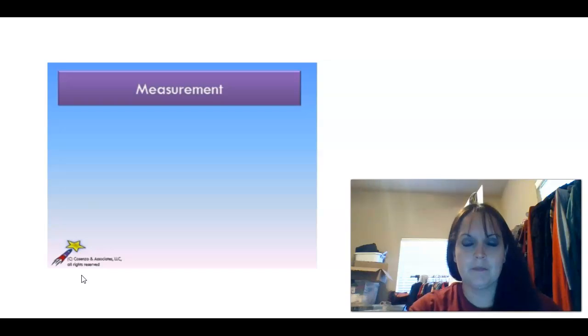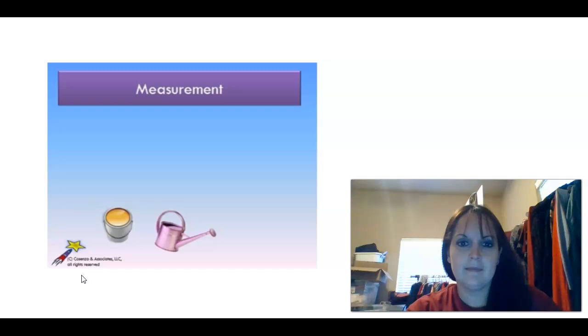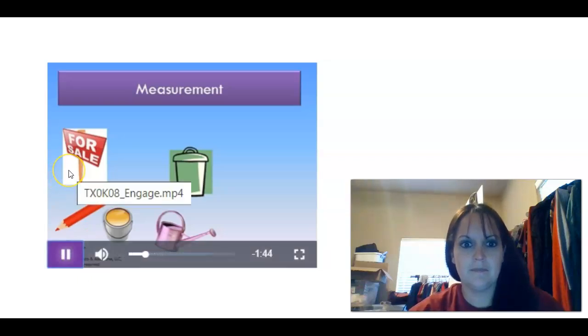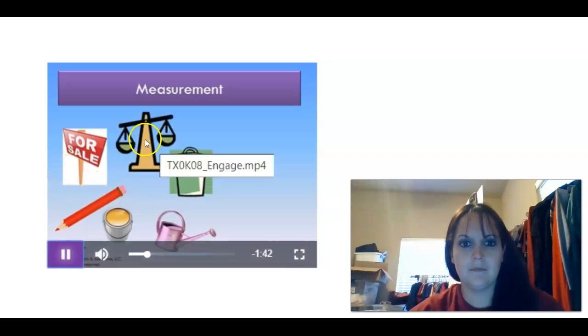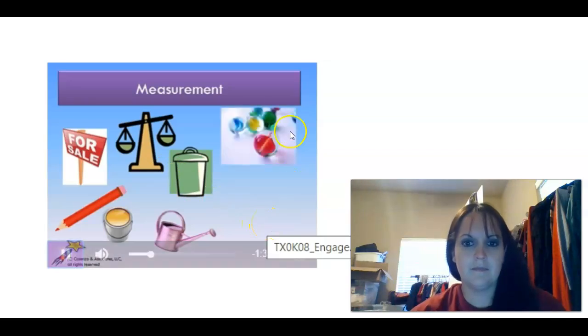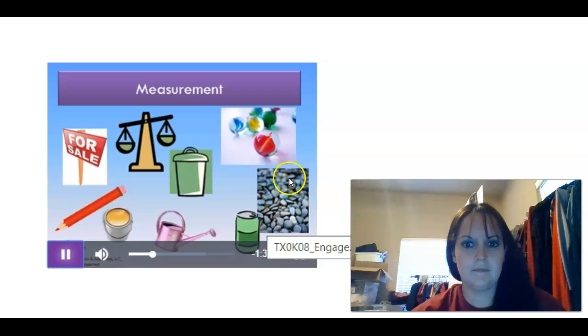Sonia is cleaning out the garage. She found a can of paint, a watering can, a red pencil, an empty garbage can, and a for sale sign. She also found a scale. She wondered what she could weigh on the scale. She found marbles, rocks, a soda can, and a yellow pencil.